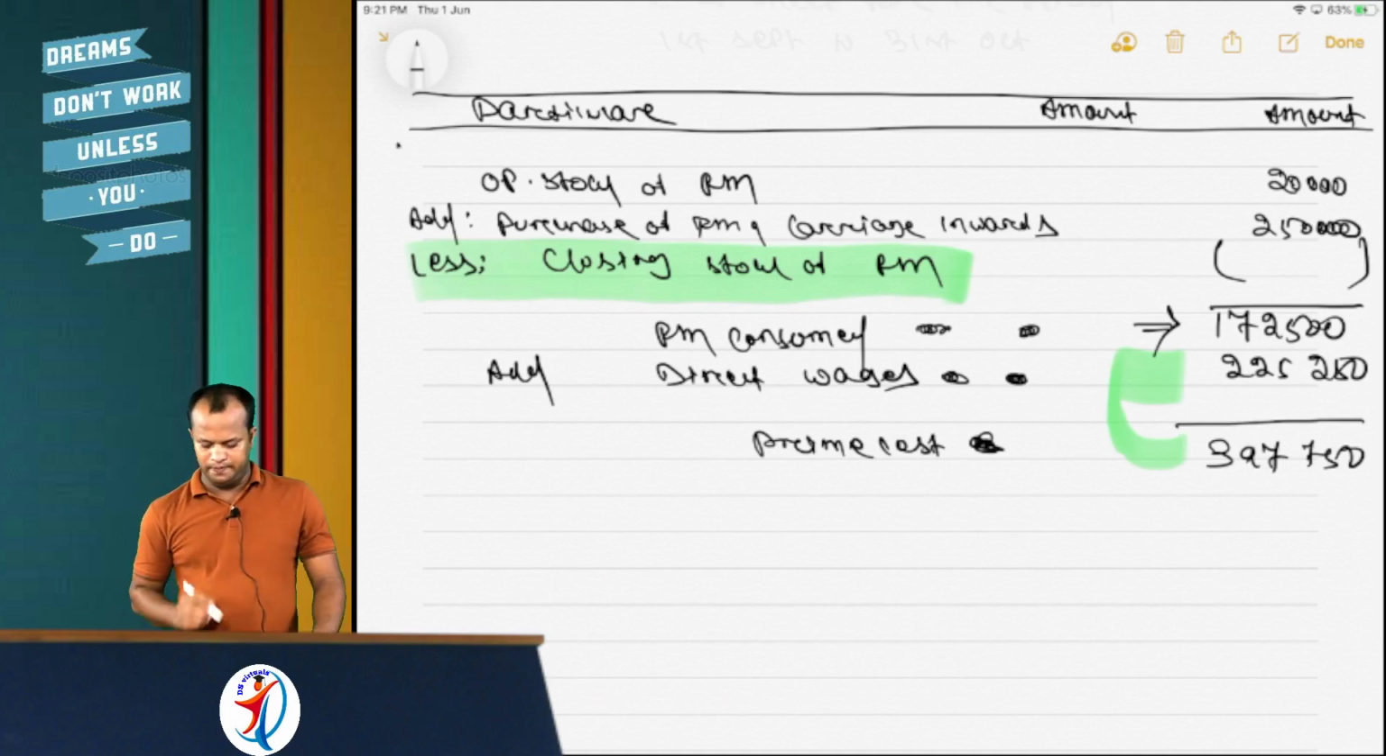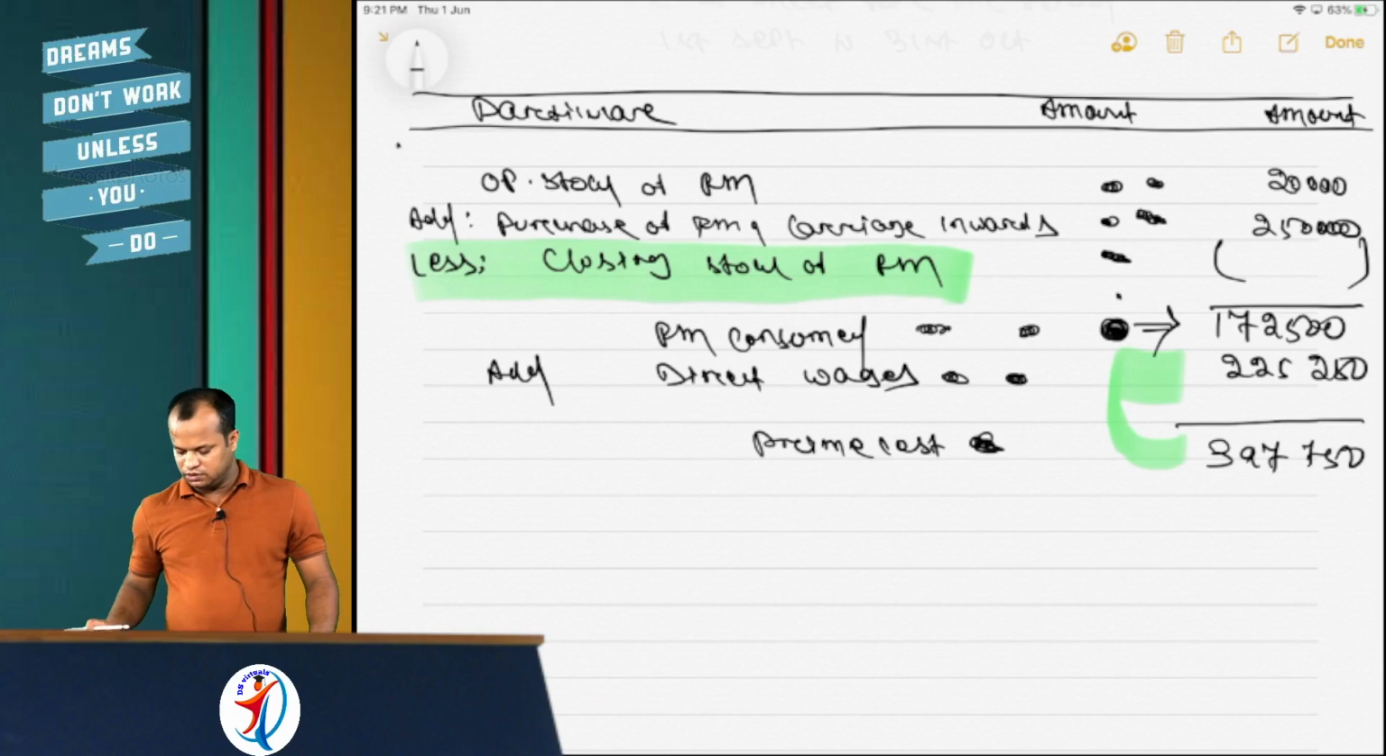Listen carefully. Opening stock of raw material plus purchase minus closing stock is raw material consumed. So raw material consumed minus purchase minus opening stock will be closing stock.